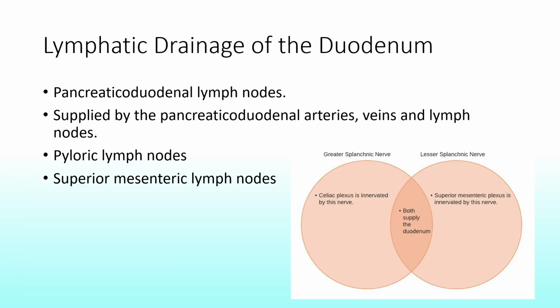Okay. Now let's talk about the lymphatic drainage. So the pancreaticoduodenal lymph nodes will drain the duodenum. The duodenum is supplied by the pancreaticoduodenal arteries, veins, and lymph nodes. Pyloric lymph nodes also supply the duodenum. The distal part of the duodenum is drained by the superior mesenteric lymph nodes.